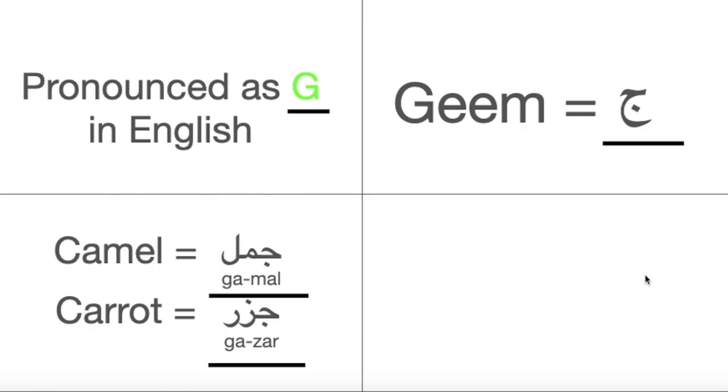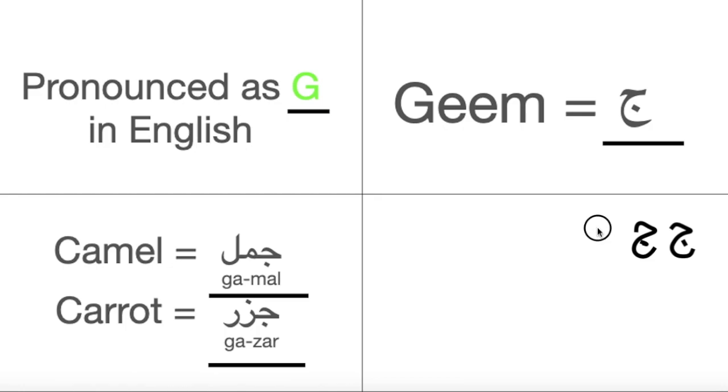How do we write Gim? There are two ways to write Gim, and both of them are easy. Either you don't leave the paper, just like that, and you make a little dot inside.